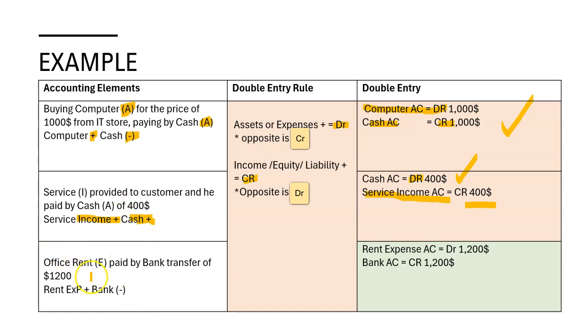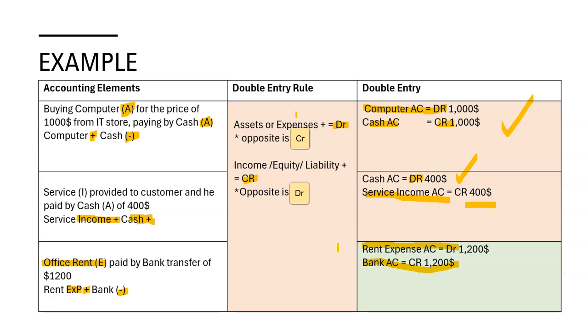Let's see the third example. Office rent paid by bank transfer of $1,200. Here we are paying office rent, so expenses are increasing. And it's paid by bank transfer, so our bank balance is reducing. The expenses are increasing, so that is debit, so rent expenses is debit. And the bank is an asset, when it's reduced it's credit, so the bank account is credit. That's how the double entry rule and the double entry principle work.